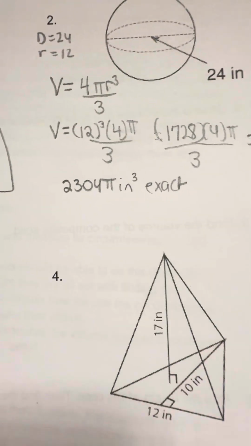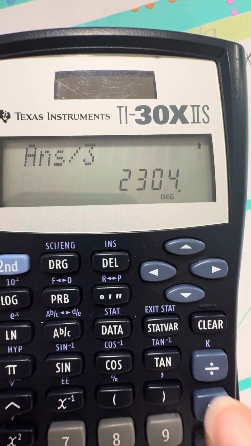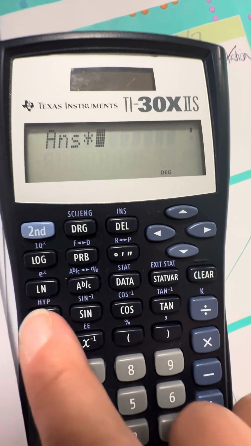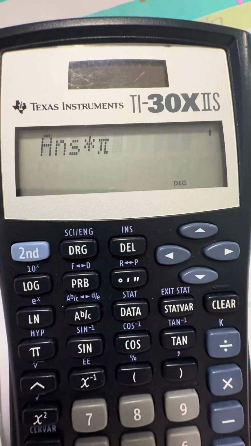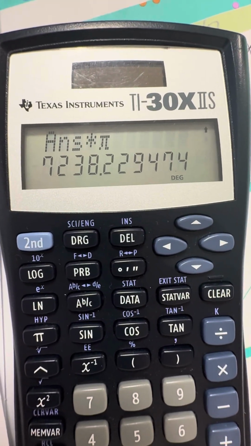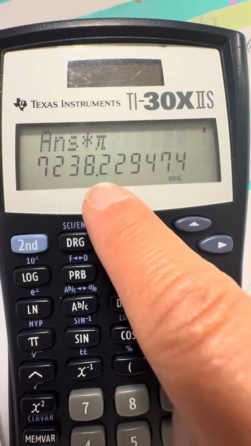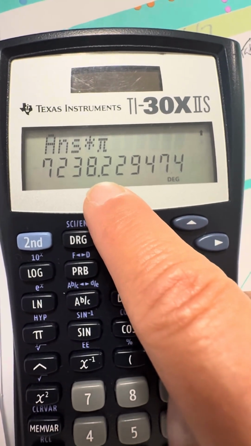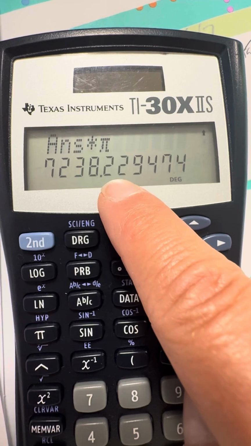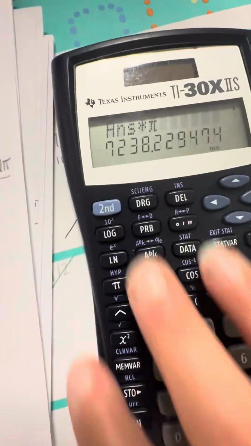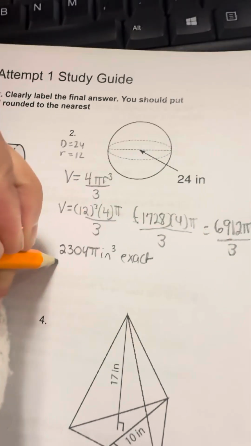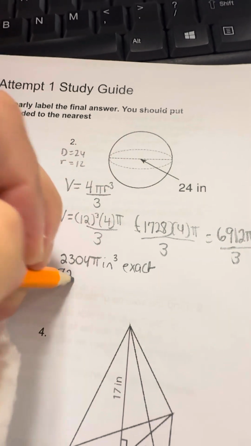And then all I'm going to do is take this 2304 times that by our pi button, which is going to be right here again, and we get our answer 7,238.2, because the 2 after it isn't going to round that up, so we'll leave it at 0.2. And that would be my finalized answer for this question for the approximation of it.